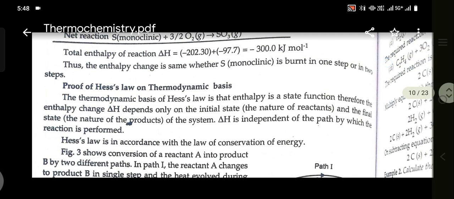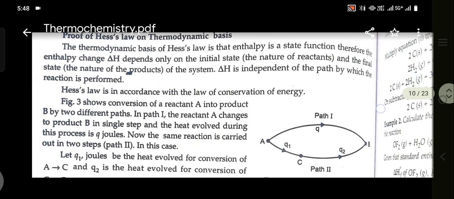Proof of Hess law on thermodynamics basis. The thermodynamic basis of Hess law is that enthalpy is a state function. Therefore, the enthalpy change delta H depends only on the initial state and the final state of the system. Delta H is independent of the path by which the reaction is performed. Hess law is in accordance with the law of conservation of energy.